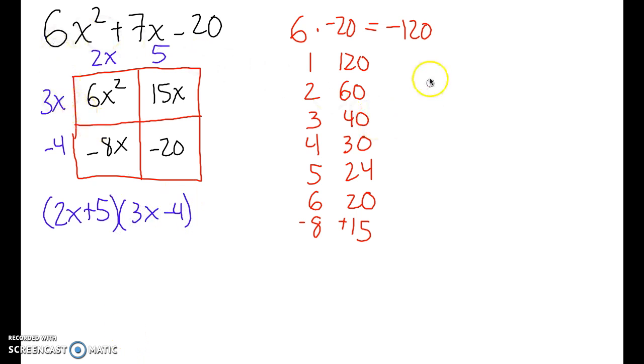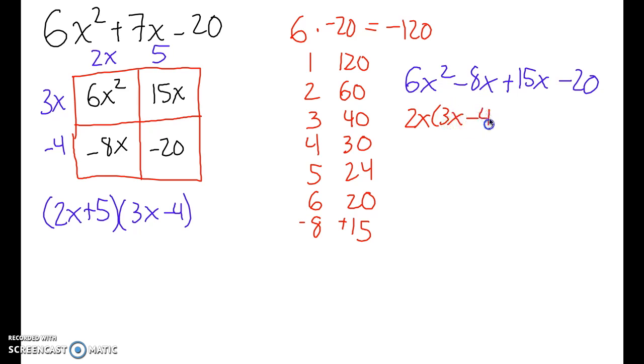Now if I did this with splitting the middle term, I would have done this, 6x squared, and I'm going to keep these same terms. So notice you have to do that with either method. I'll say minus 8x plus 15x, because that cancels out and gives me 7x, and then the minus 20 stays the same, just like the 6x squared stayed the same. Now I look for common factors, and the common factor with 6x squared and negative 8x is actually just going to be 2x. What's left over on the inside is 3x minus 4.